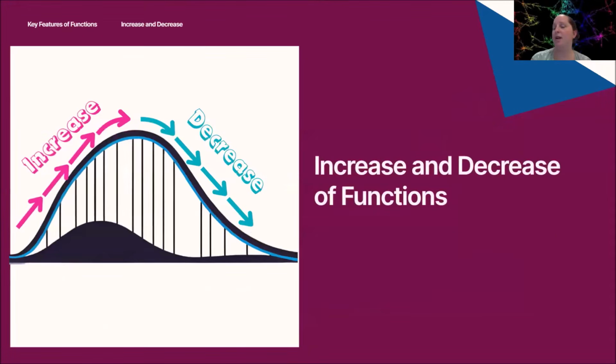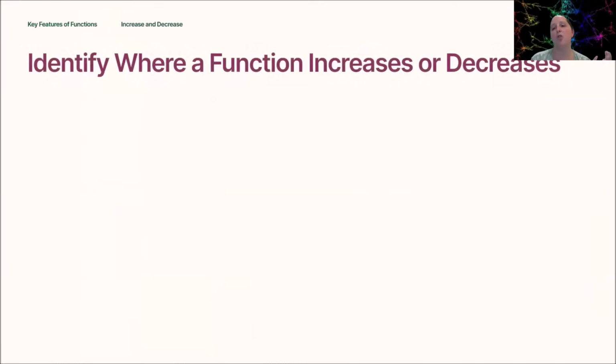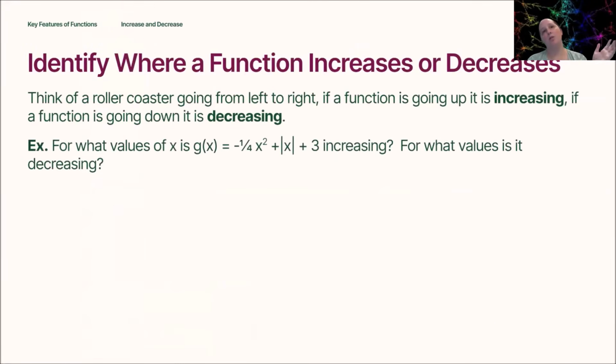Increasing and decreasing of functions. So if you're thinking about increasing and decreasing, you want to think of it like you're on a roller coaster, and you're always going from left to right. So if I'm going up the roller coaster, I'm increasing. If I'm flat, I'm constant. And if I'm going down, I'm decreasing.